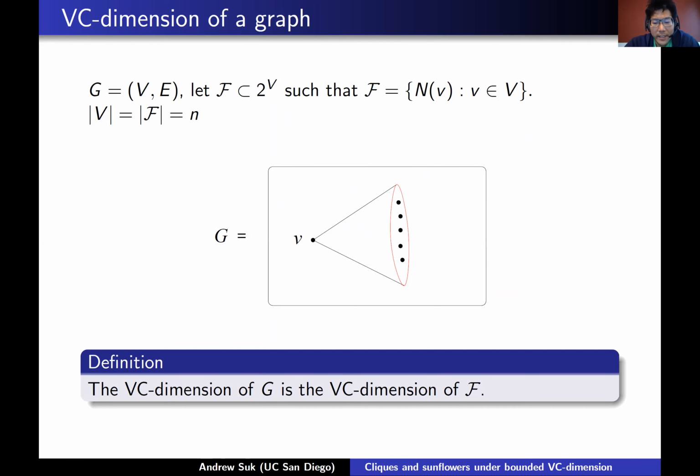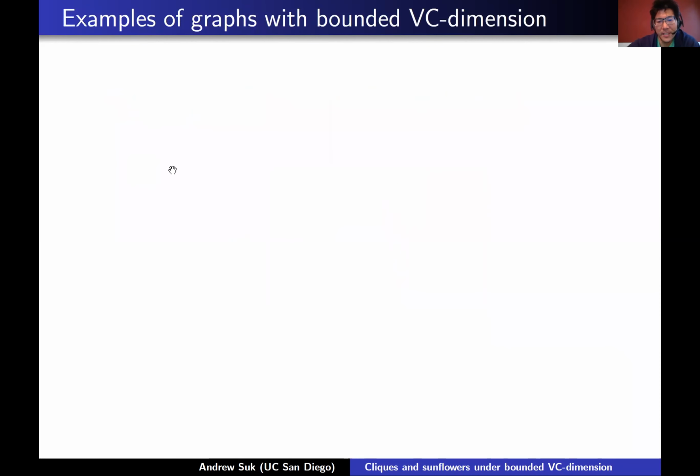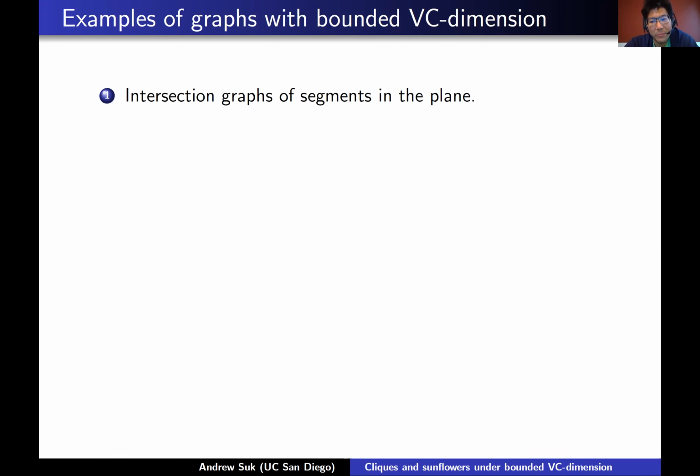So I'll be focusing on graphs with bounded VC dimension. I come from, I guess, a combinatorial geometry background, and graphs with bounded VC dimension often pop up in the problems that I see. Just to give you some examples of graphs with bounded VC dimension: the intersection graph of segments in the plane, these graphs have bounded VC dimension. The unit distance graph of points in R^d, where d is fixed, these graphs also have bounded VC dimension.